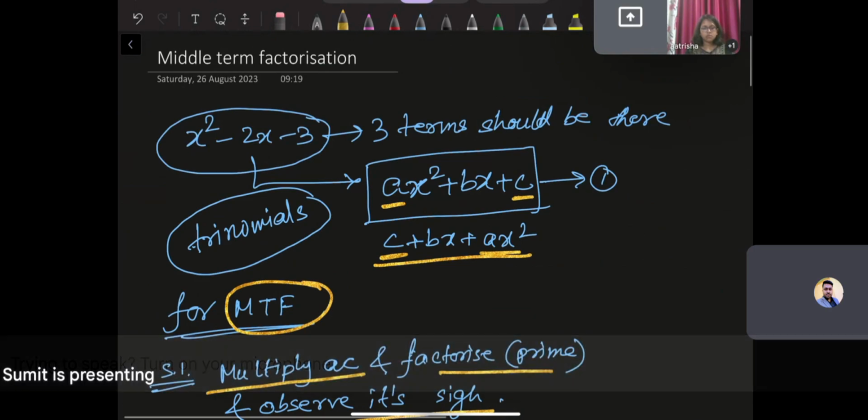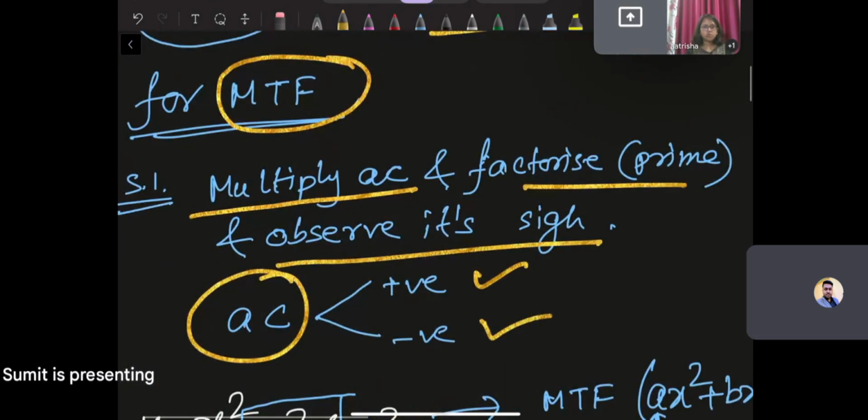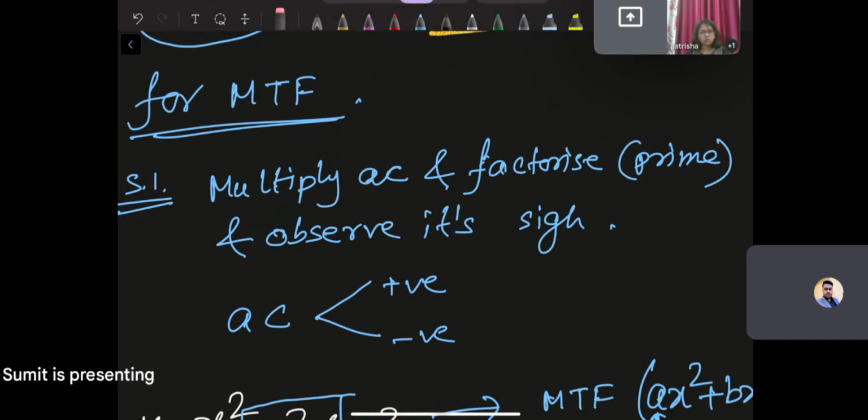We will multiply the a and c. That means the first term and the last term. Then what will you do after multiplication? We will do the factorization and observe its sign, that the multiplication is positive or negative. Clear? Now how to do that?